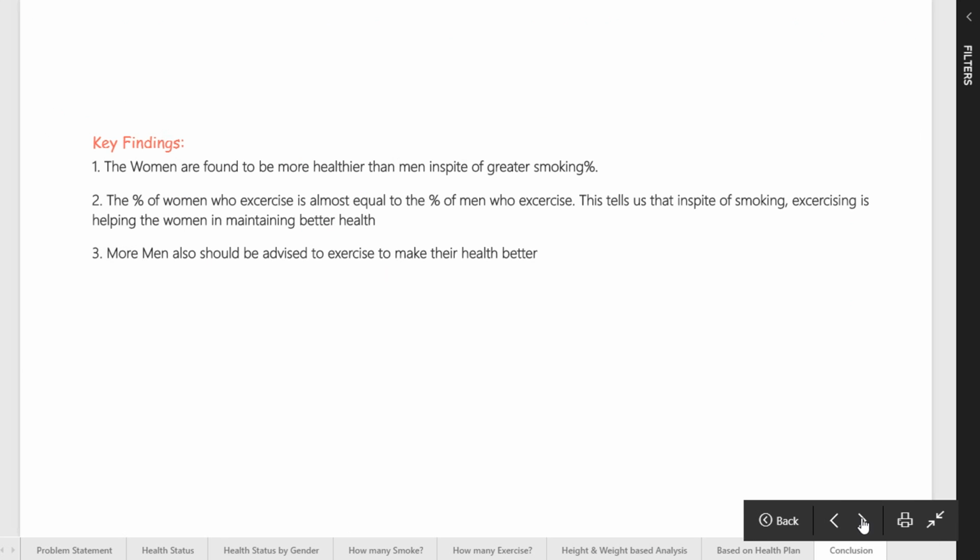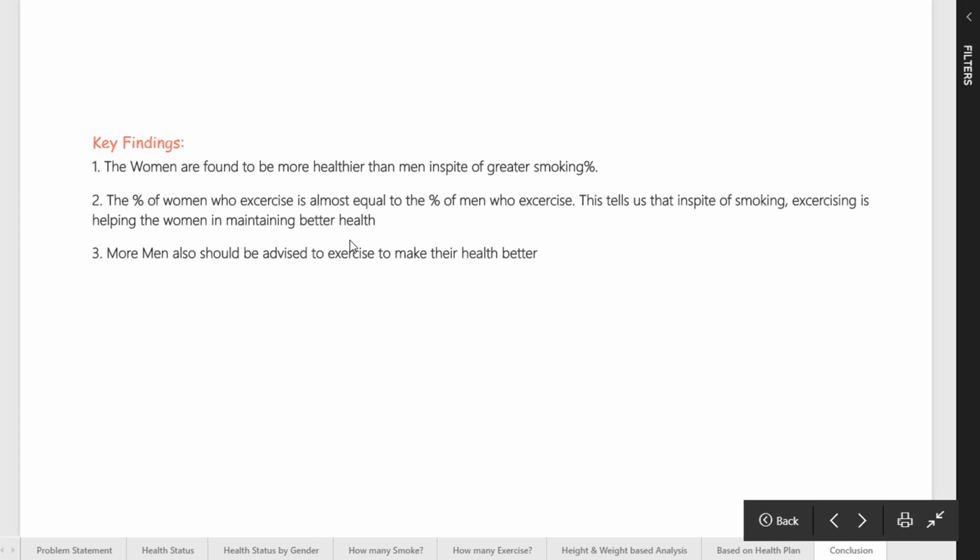So let's go to the final slide, which is the conclusion. That is the finding which we have obtained from this storytelling. From this storytelling, we can clearly see that the women are found to be healthier than men in spite of greater smoking percentage. If you can remember, there are just 12.96% of women in poor health status, while the percentage of women who smoke is 57.14%, which is pretty much greater than that of men, which is just 40%. So that clearly supports this insight that women are healthier than men in spite of greater smoking percentage.